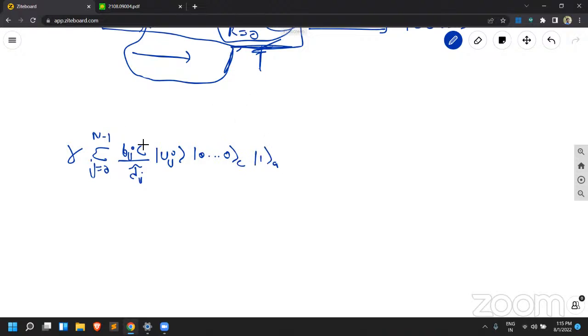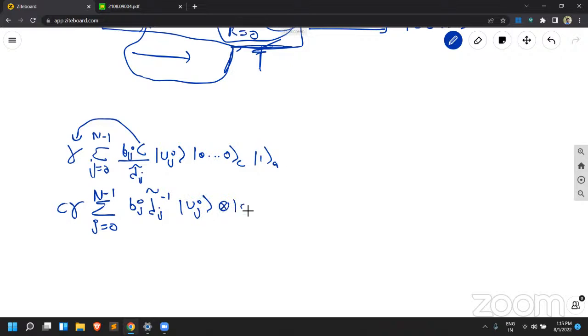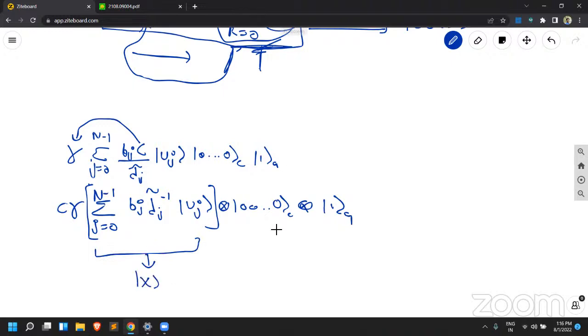So if you just ignore c or bring c over here, multiplied with gamma, so c times gamma, summation j equal to 0 to n minus 1 bj, lambda tilde j inverse uj, and we tensor it with 0 0 dot dot, the clock register, and tensor it with the ancilla register. Right. So this is nothing but our x vector, right?